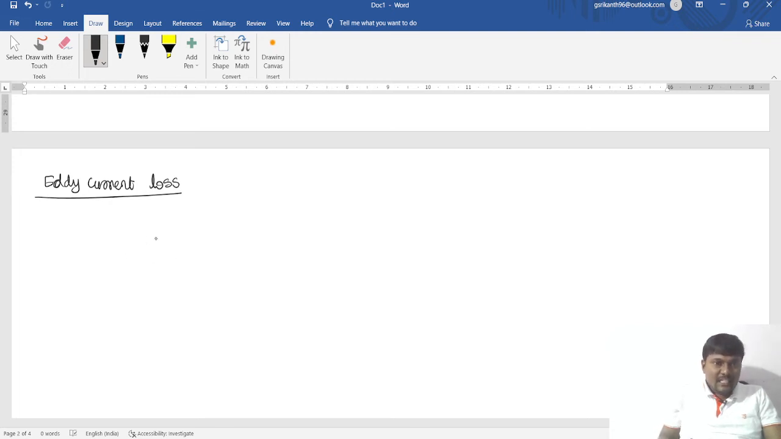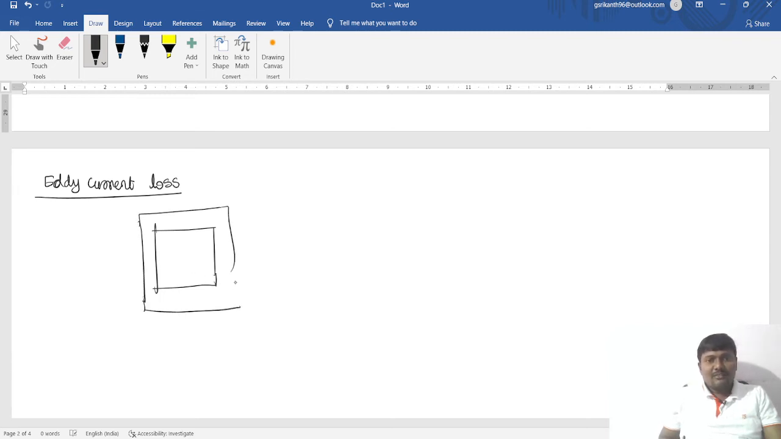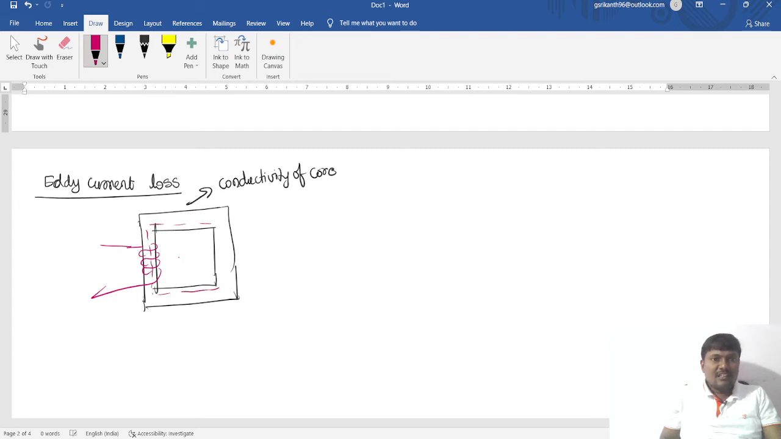What is meant by eddy current losses? The EMF which is induced in the windings is a useful one. In addition to that, because of the conductivity of the core, some EMF is induced in the core also.